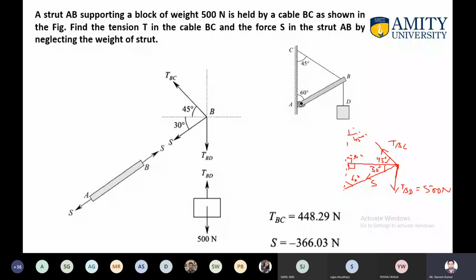This is how you have to resolve, or calculate the angles from the question. Just make the vertical line and see this is a right-angled triangle. This is also a right-angled triangle. You can easily see the angles. This is the point B, this is TBC, this is S at 30 degrees, and TBD is 500. Because there are only three forces here, you can apply Lami's theorem, and then we can solve the problem.